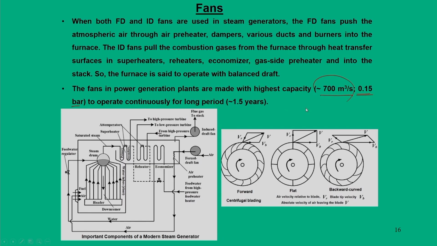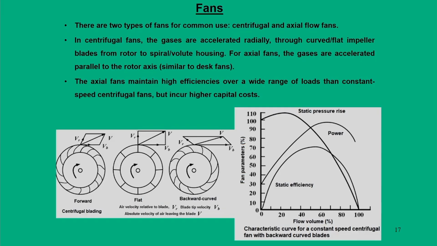Since the plant is continuously running, these fans also run 24/7, and their life period is something about 1.5 years. Now, coming back to the types of fan, whether it is an induced draft fan or a forced draft fan, they are actually of two types: one is centrifugal type, the other is axial flow fans.